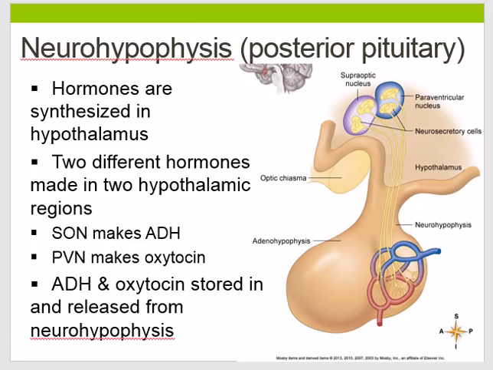The key difference between the anterior pituitary and the posterior pituitary is that the posterior pituitary does not directly produce its own hormones. That's key. So I'll say that again. The posterior pituitary gland does not directly produce its own hormones. There are therefore no cells that are discrete to the posterior pituitary that are actually producing hormones.